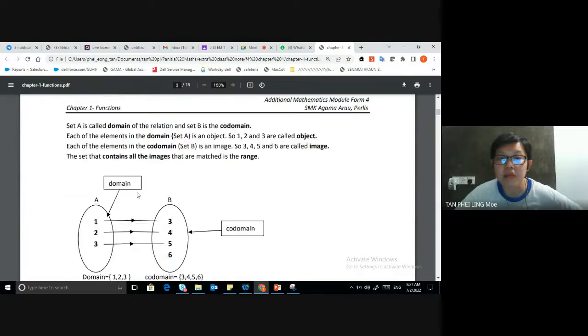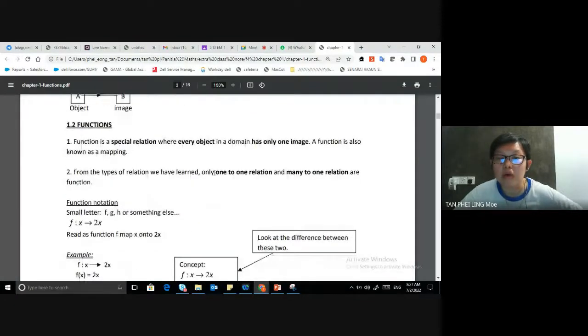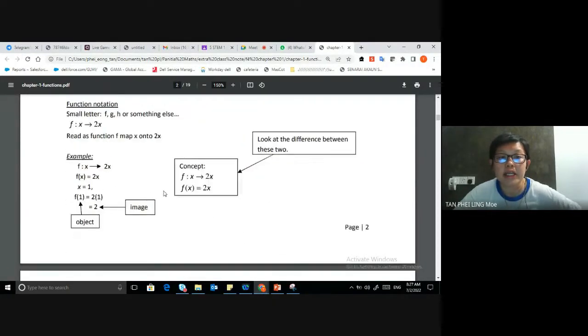So only one-to-one and many-to-one are function. Also highlight this. Then function notation, we always use small letters. You can have f, g, h, or some other alphabets, m, n, o, p, q, doesn't matter, as long as you write them correctly. Where you write f: x → 2x, we read it as function f that maps x onto 2x.